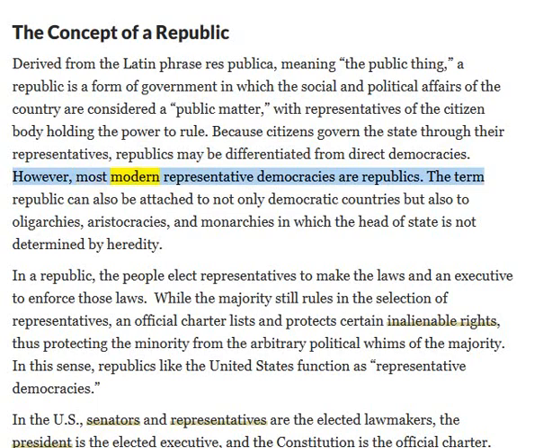However, most modern representative democracies are republics. The term republic can also be attached to not only democratic countries but also to oligarchies, aristocracies, and monarchies in which the head of state is not determined by heredity.